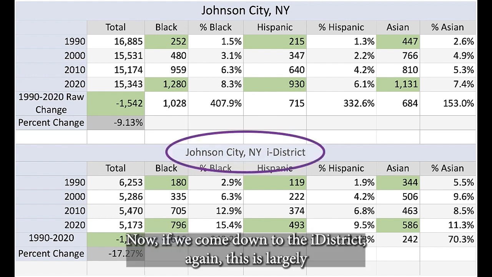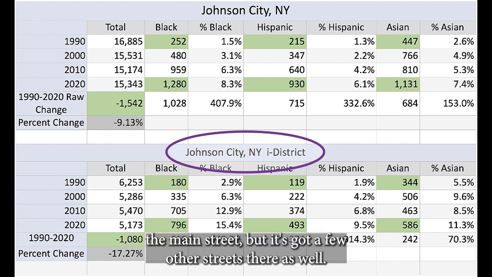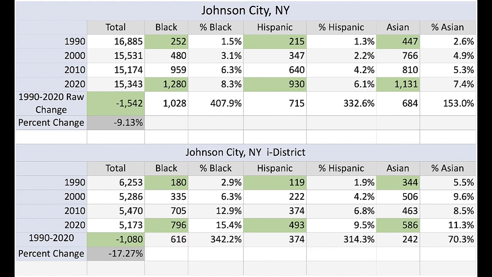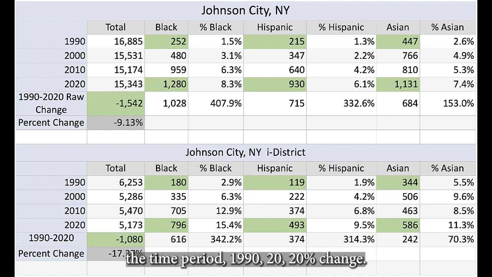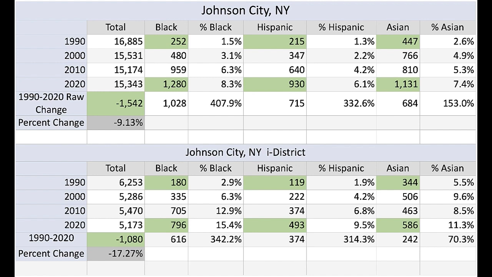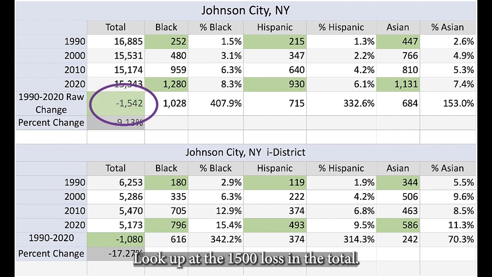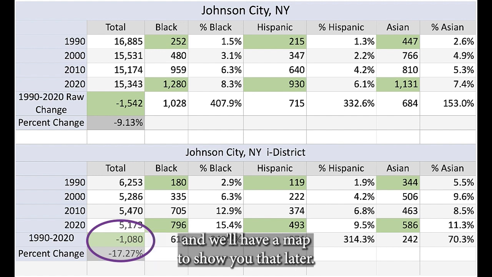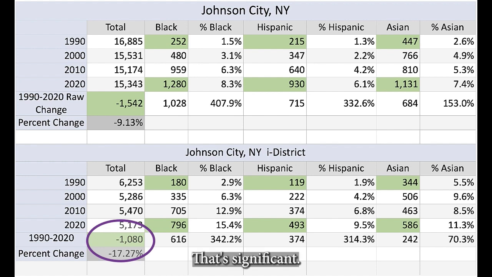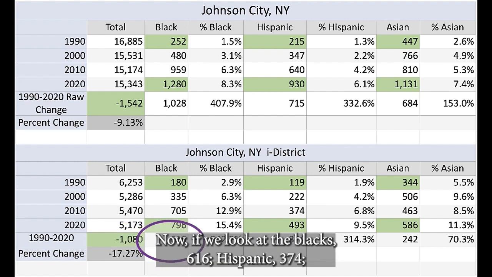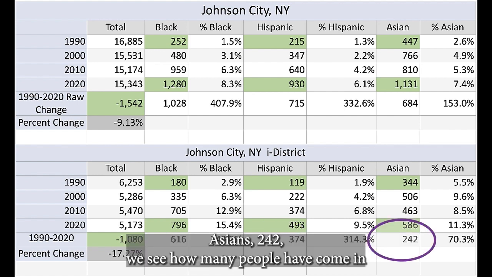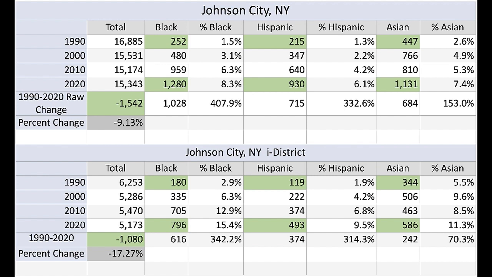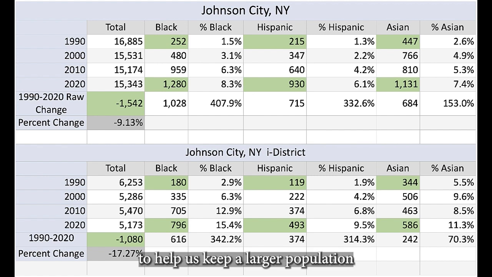Now, if we come down to the I District, again, this is largely the Main Street, but it's got a few other streets there as well. Nonetheless, if we look at the same numbers and the time period, 1990 to 2020, percent change. Look up at the 1,500 loss in the total, and now we come down here just in this small area, and we'll have a map to show you that later, but it's over a 1,000 loss. That's significant. Now if we look at the black, 616, Hispanic, 374, Asians, 242, we see how many people have come in to help us keep a larger population, and one that slightly bumped up in 2020.